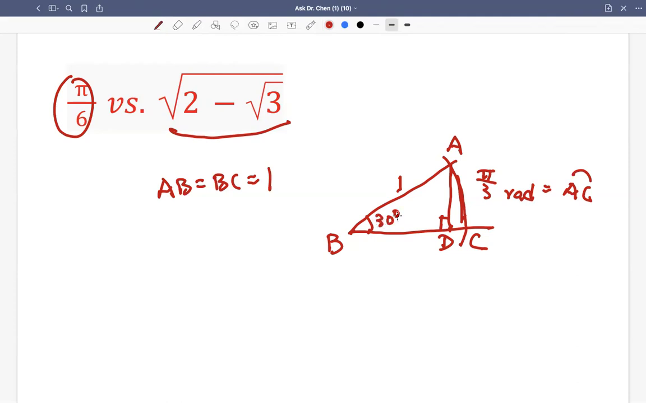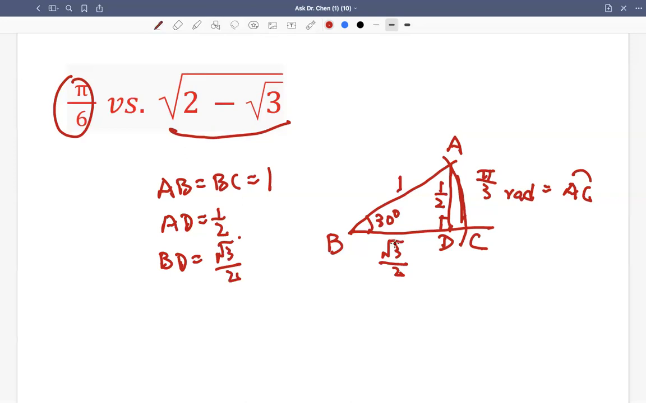So this is 30 degrees, so the opposite is half. It means AD equals a half. Then, of course, this part, BD, is the base of the triangle ABD, which is radical 3 over 2, because it's cosine 30. Cosine 30 is radical 3 over 2. So BD equals radical 3 over 2. Bingo, you see radical 3 pops up now.